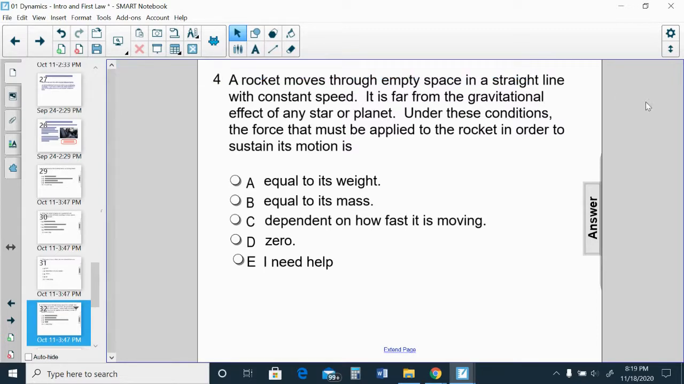A rocket moves through empty space in a straight line with constant speed. It is far from the gravitational effect of any star or planet. Under these conditions, the force that must be applied to the rocket in order to sustain its motion is... The correct answer is D. You do not need to apply a force to sustain a constant motion or a constant velocity. A force would only impact the acceleration or a change in velocity.